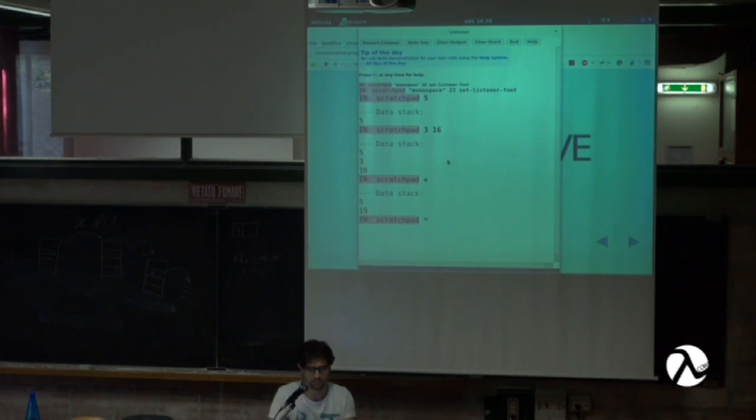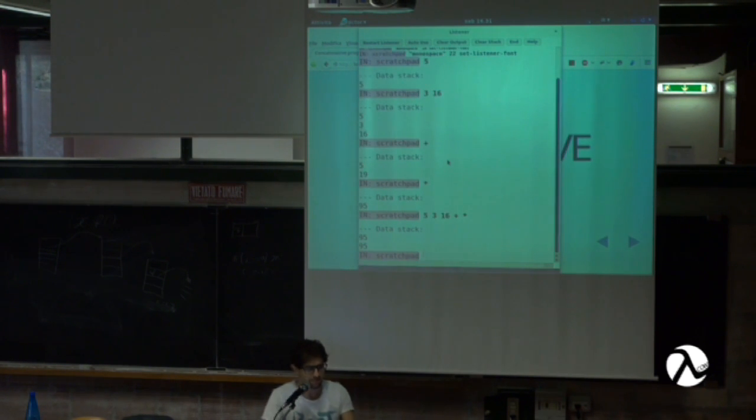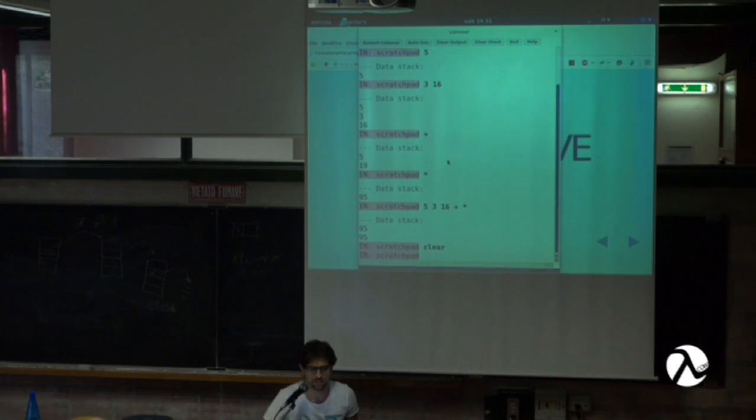Or, say, multiplication, 95. Now, this is not particularly fancy. We could, of course, write everything in one line in the listener, which is this interface that does not complain. Okay. Now we clear the stack, and we try to do something slightly more complicated.